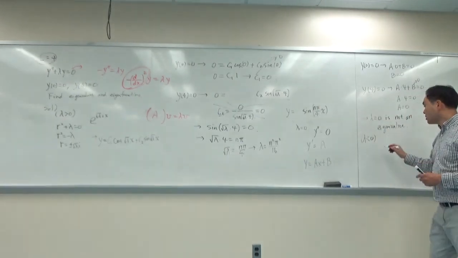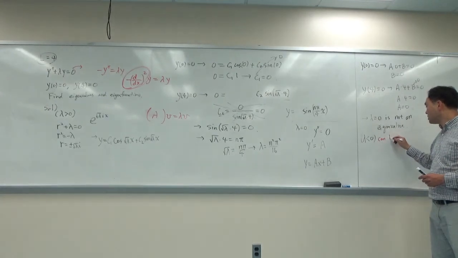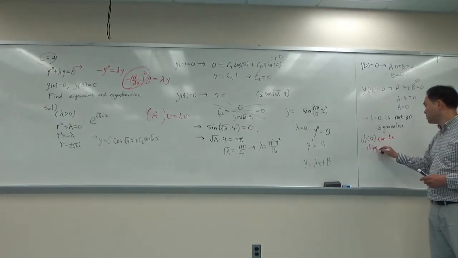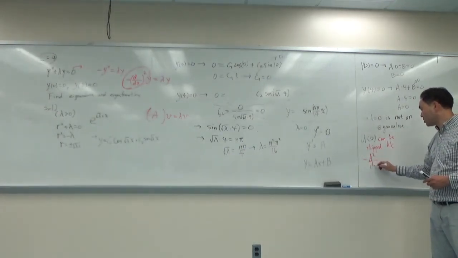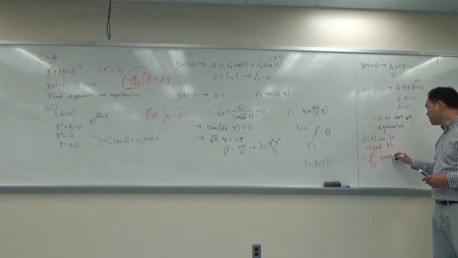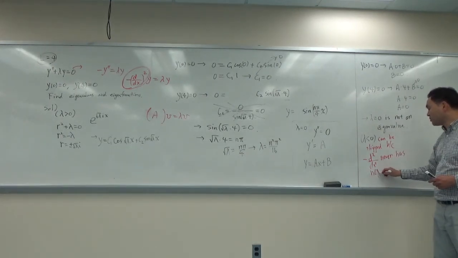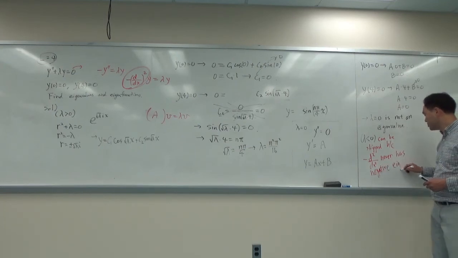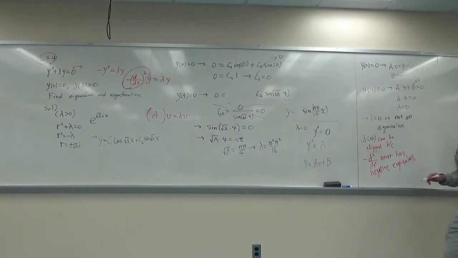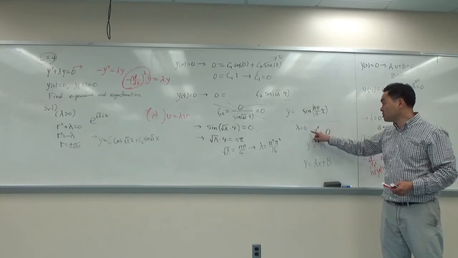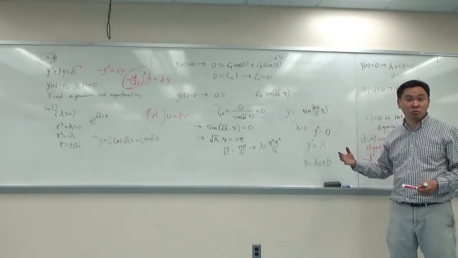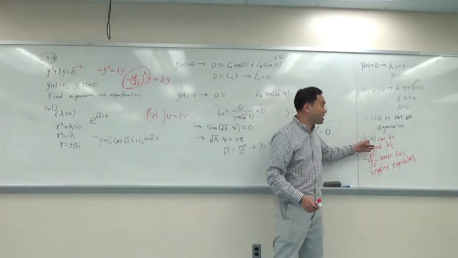So this one can be skipped, because negative d squared dx squared never has negative eigenvalues. It can never have negative eigenvalues. Sometimes, depending on the endpoint conditions, you might have lambda equal to 0 admitting a non-trivial solution. That happens, but when you have lambda negative, it never happens.